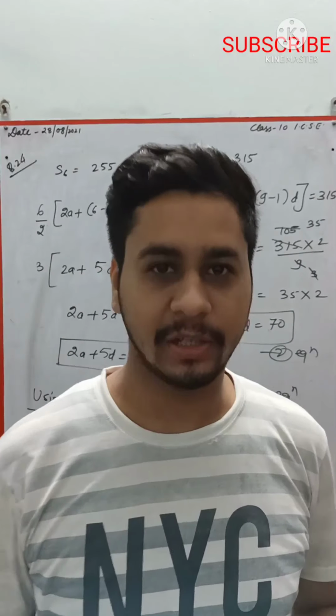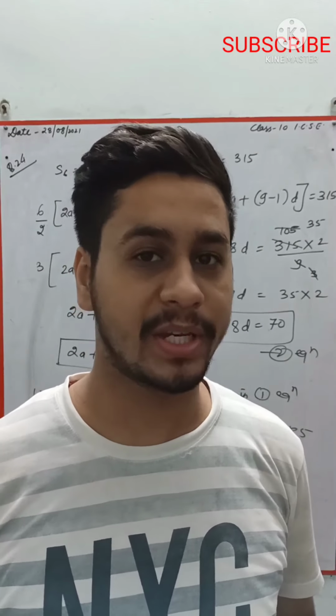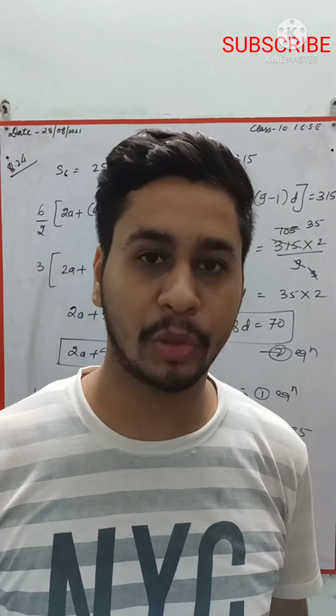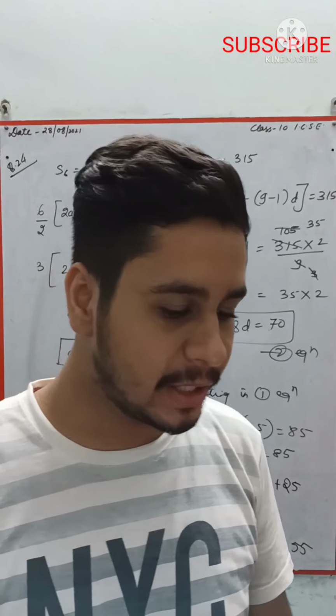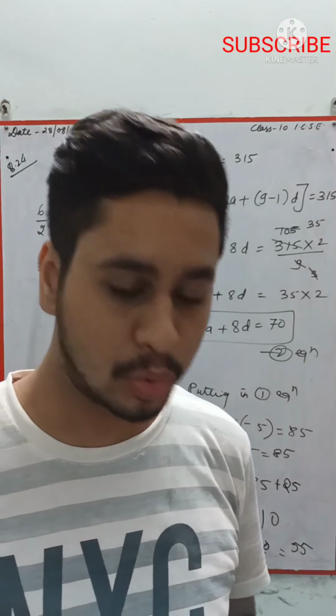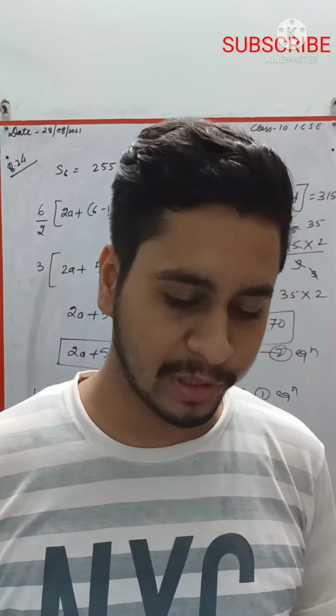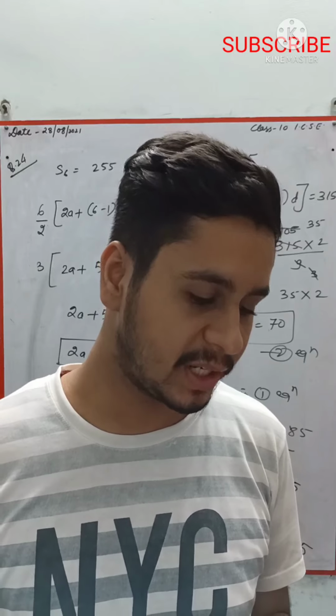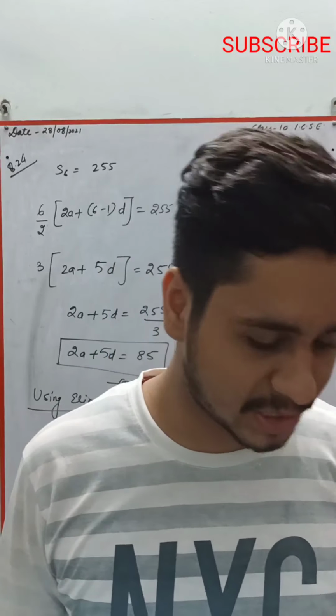In the last lecture we have done up to 23rd question. Now we are going to start from the 24th question. Let me read. The sum of the first 6 terms of an arithmetic series is 255 and that of first 9 terms is 315. Find the first 4 terms of the series.